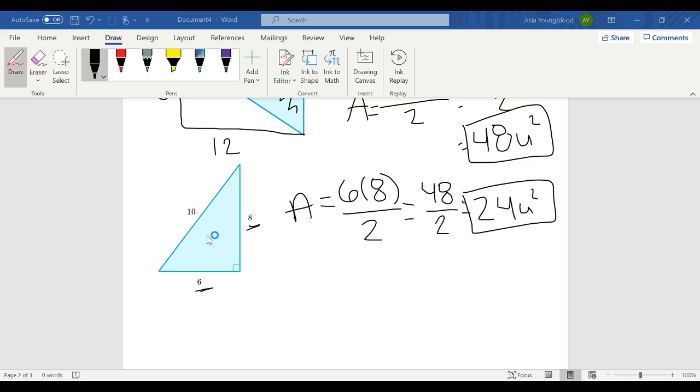This one, we're doing 4 times 14, and we're going to divide that by 2. So again, the height and the base are making this right angle here. So 4 times 14 divided by 2. So I would do 4 divided by 2 to get 2. 2 times 14 is 28.